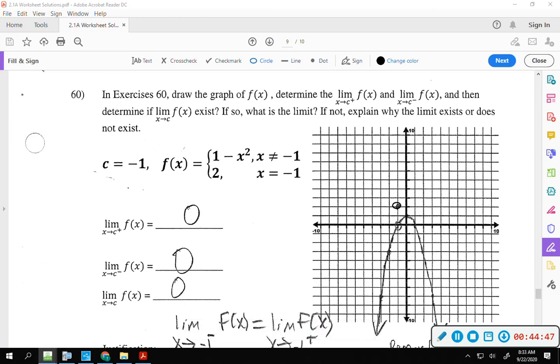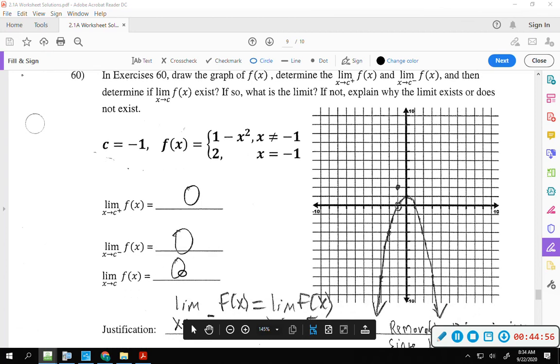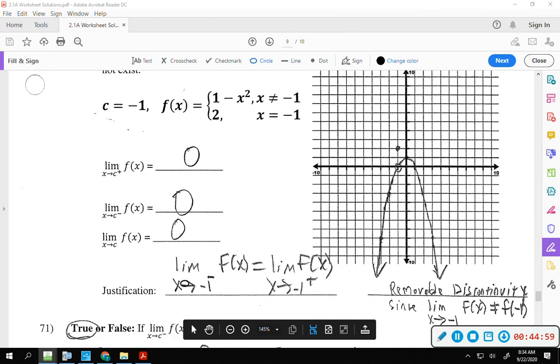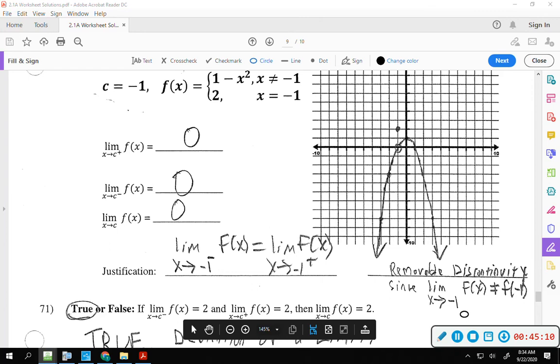The limit as x approaches c from the right is 0. The limit as x approaches c from the left is 0. Therefore, the limit as x approaches c is 0. Why? Because the left-hand limit equals the right-hand limit. This is always going to be our justification, and I will ask you to justify it every time on tests and quizzes. This is a removable discontinuity, however, because the limit as x approaches -1 of this function does not equal f at -1. F at -1 has a value of 2, not 0.